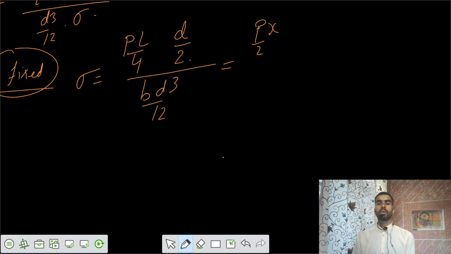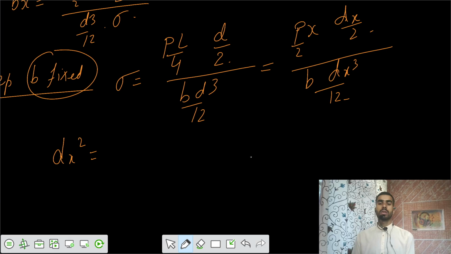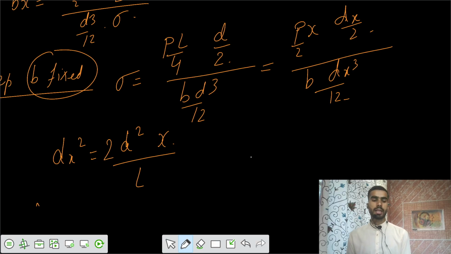Then you're varying the depth, so that is d at any x, d(x) by 2. Then b is fixed, and d(x) cubed by 12. So we get d(x) squared equals d squared into x by L, and there is that factor of 2 also. So d(x) is a root function of x, proportional to root x.